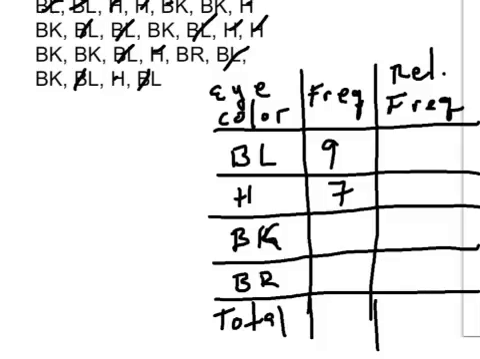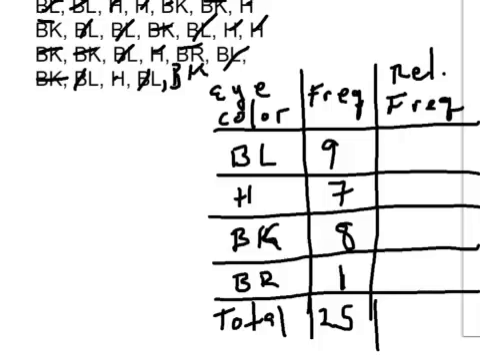Black, 1, 2, 3, 4, 5, 6, 7. There's actually supposed to be one more. For some reason it doesn't want to show up. So here we'll have 8, and then finally brown, which is 1. And note if we add this up, we get 25, which is how many data that we had.